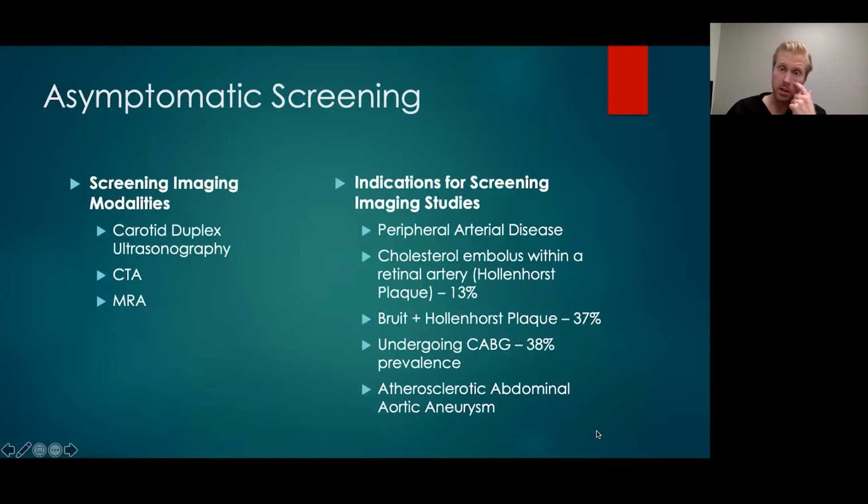Patients that undergo coronary artery bypass graft surgery have had screening studies that show about 38% of them have significant, over 50%, carotid stenosis. And patients that have an atherosclerotic abdominal aortic aneurysm are similarly reasonable to screen. There are even more advanced screening criteria, which I don't want to go into here, but they have a long list. If you have 2 or 3 of the various risk factors, hypertension, diabetes, et cetera, then you're reasonable to have a carotid screening study.